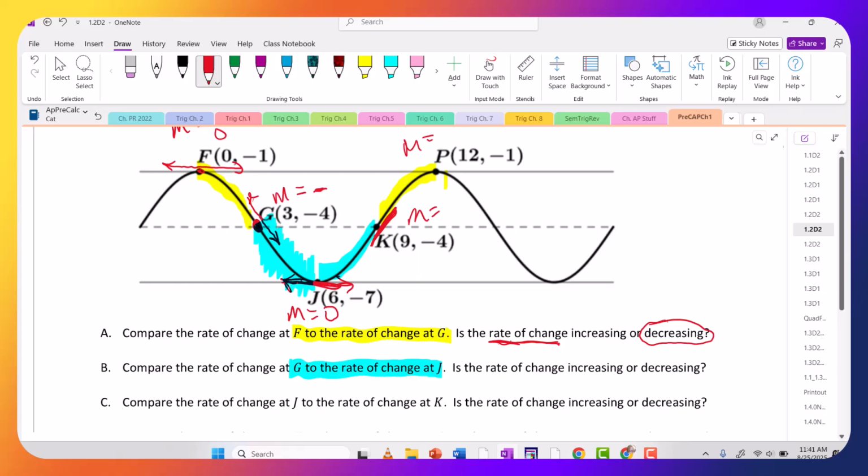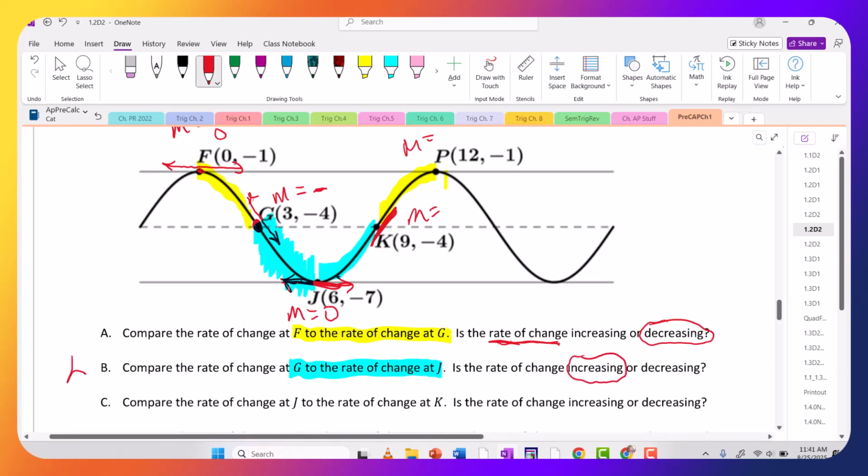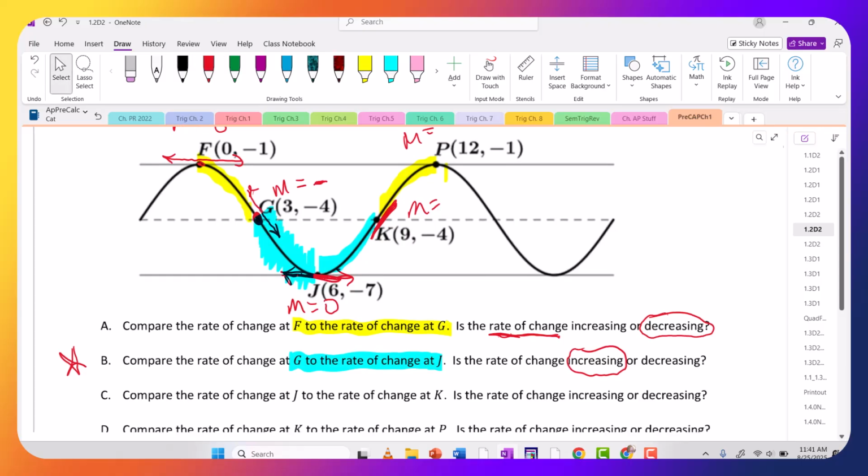But the rates of change, the slopes of the tangent lines, are increasing. There's a big difference between a graph decreasing and the rates of change decreasing. In this case, they're increasing, they're not decreasing. So you've got to read and listen for "rates of change" in order to distinguish this.